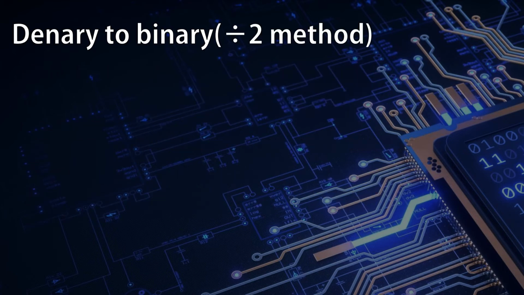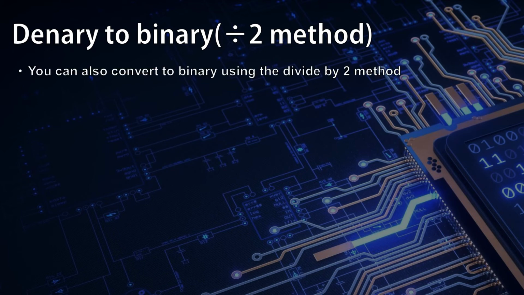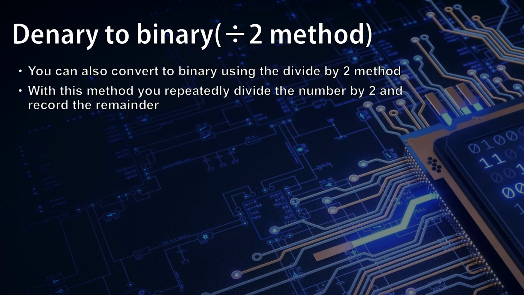There is also a second method you can use to convert from denary or decimal to binary. This method is called the divide by 2 method. With this method, you repeatedly divide the number by 2 and record the remainder you would get by doing so. Then you read from the bottom to the top to reveal the number.